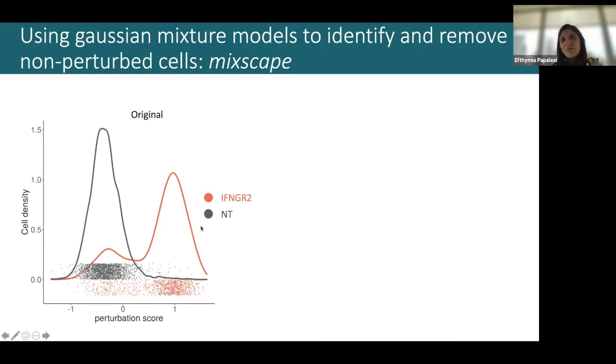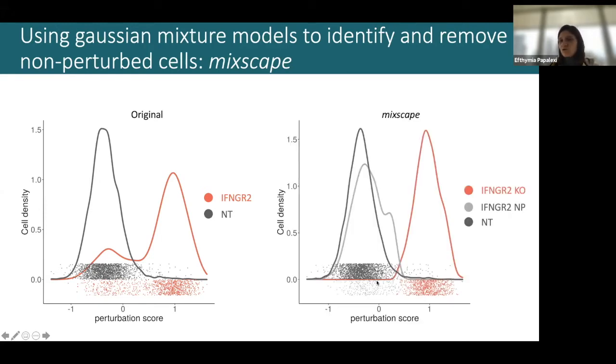Now, we developed a method called Mixscape to be able to identify these non-perturbed cells. It uses Gaussian mixture models to estimate these 2 distributions and classify the cells as to whether they belong to one or the other distribution. Of course, one of the distributions we already know, because it should fall on top of the non-targeting control cell distribution, since non-perturbed cells should have a very similar transcriptome to the non-targeting cells. And if we apply Mixscape and classify cells as knockouts or non-perturbed, you see that all the cells we classify as non-perturbed fall exactly on top of the distribution of the non-targeting control cells, which was nice to see.